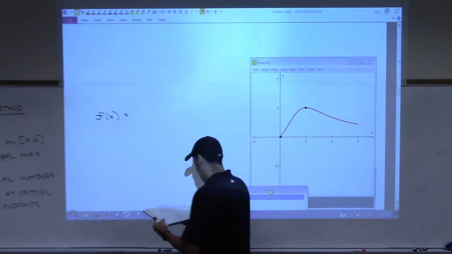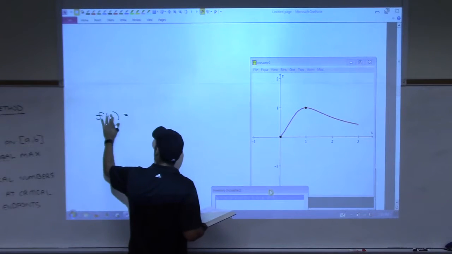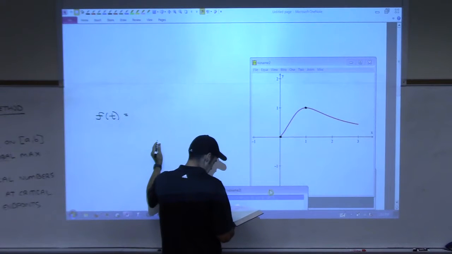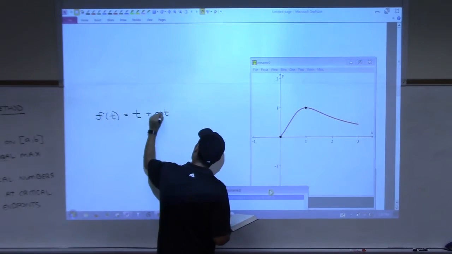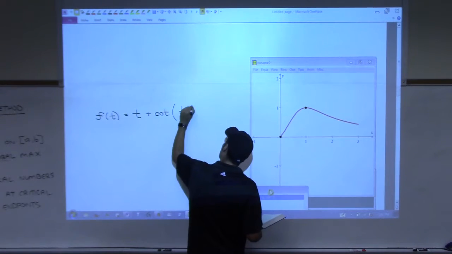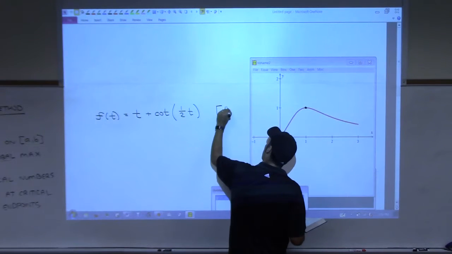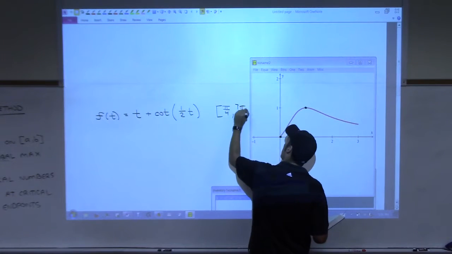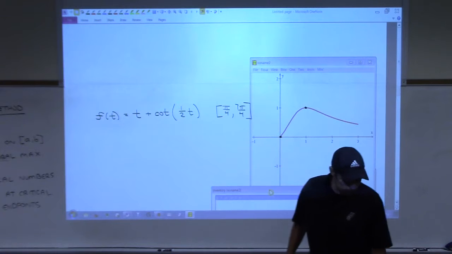Number 46. They use the variable t, so how about I use t also? F of t is t plus cotangent of 1/2 t. And the interval that they're giving you is the interval pi over 4 to 7 pi over 4. Ah, now we got some trig stuff in here.